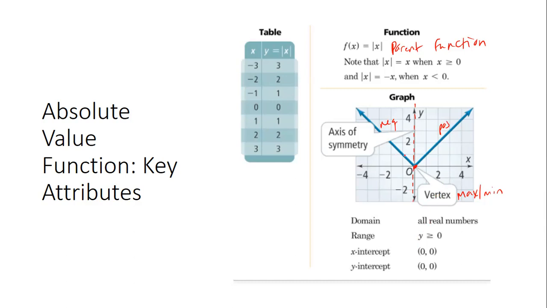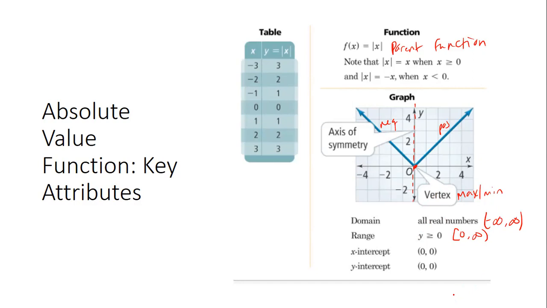Your domain, because your function goes forever to the left and forever to the right, is all real numbers, which means that it goes from negative infinity all the way to positive infinity. Your range is based off of your low to high. In this case, it's going to be our low. Our minimum value is at 0. So our function starts at 0 and continues to infinity.